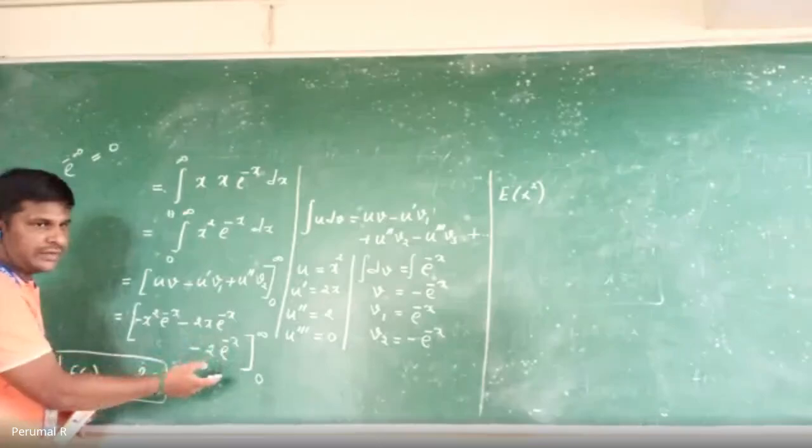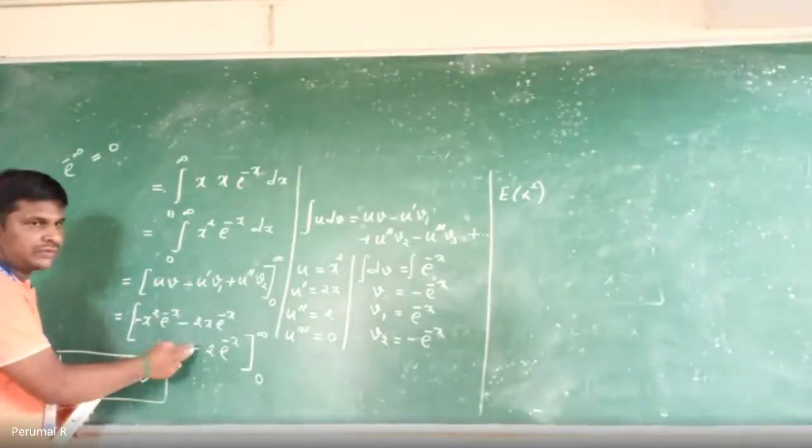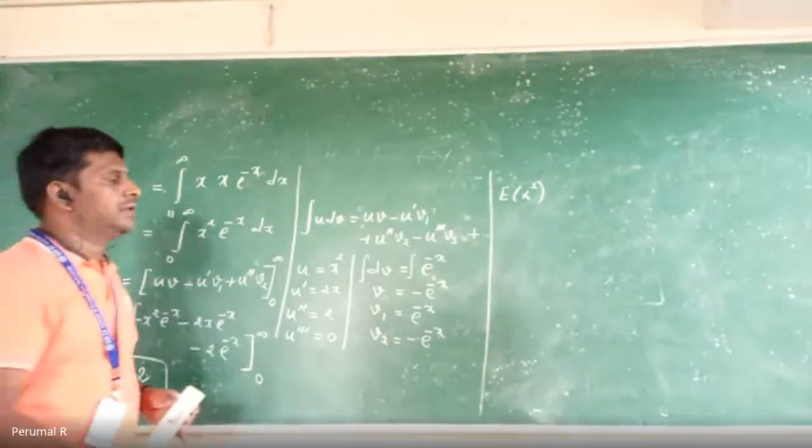Okay. So what would be the form? Minus 2. How would you get minus 2? If you are substituting the lower limit, one minus sign already exists, no? Yes, sir. The minus into minus becomes plus.